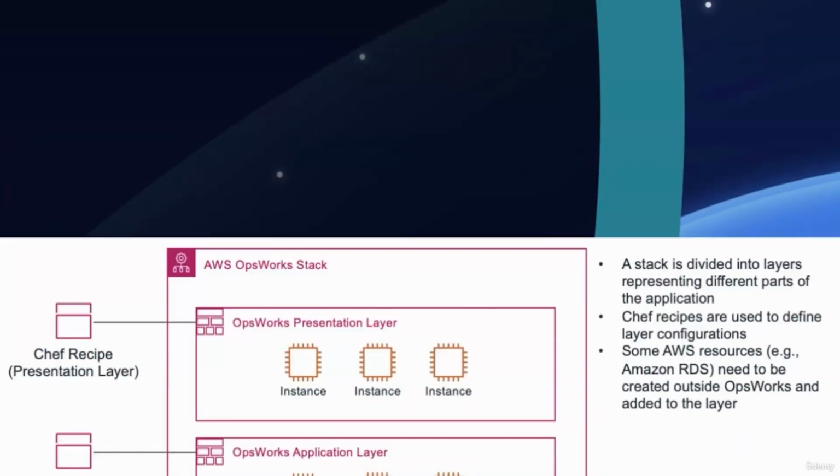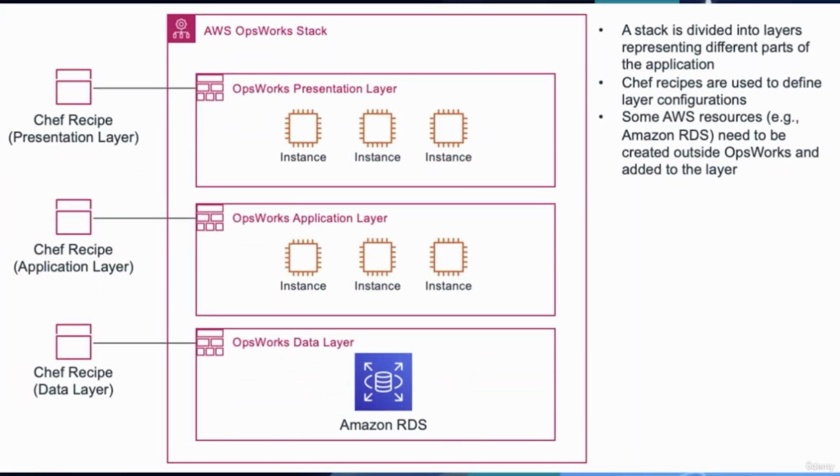And here we can see AWS OpsWorks stacks and how it works. So here we can have an OpsWorks stack, and that will define three layers there. We have a presentation layer, an application layer, and our data layer. And they will be defined using a Chef recipe. And those Chef recipes and the OpsWorks stack will then manage the configuration of each one of those layers. Now, not all of the AWS resources can be deployed directly by OpsWorks. For example, here we've got an Amazon RDS instance, and you can deploy that yourself and then refer to that in your Chef recipe if you need to.